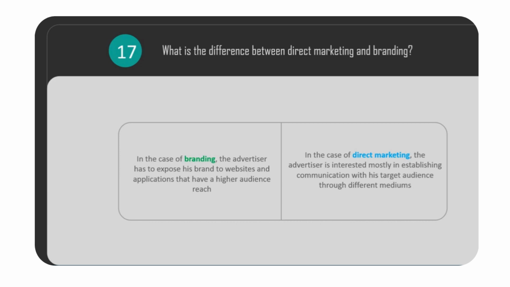Now, in case of direct marketing, the advertiser is interested mostly in establishing communication with his target audience through different mediums. And even here, there is a little bit of branding which happens, but still it is called direct marketing because you're going to be focusing only on the communication with the prospect. So the basic difference between them is that branding is done to build awareness about your product or your company, whereas direct marketing helps companies to reach out to their customers directly.